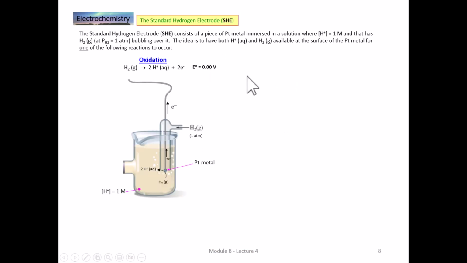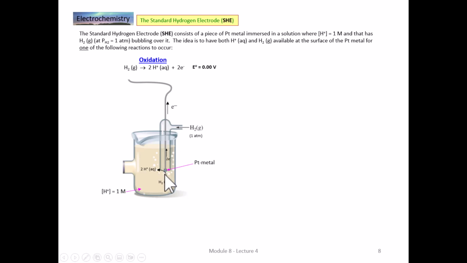The physical setup of a standard hydrogen electrode would consist of a piece of platinum metal. Just to make sure you know, the platinum metal here is just this little tiny square. Remember, platinum is very expensive, so if we're going to use it, we'll use very little of it. A piece of platinum metal that's immersed in a 1 molar solution of hydrogen ions, and that has 1 atmosphere partial pressure of hydrogen being bubbled over the electrode.